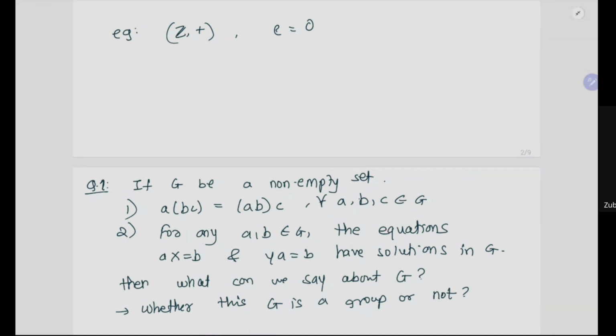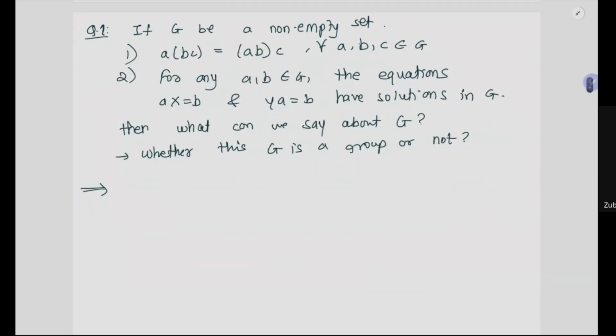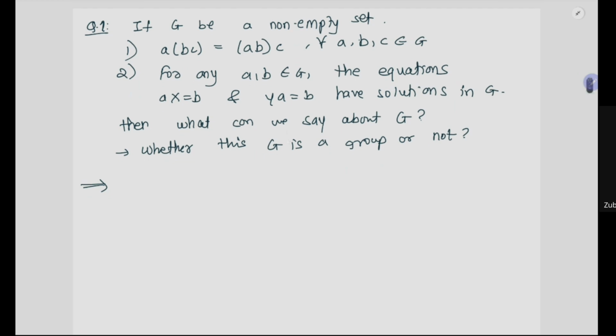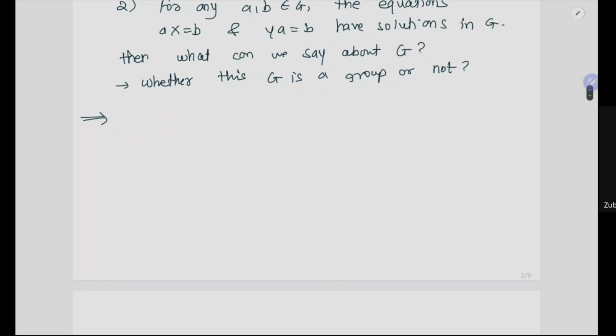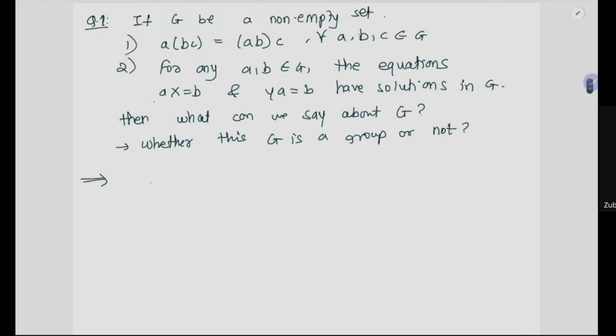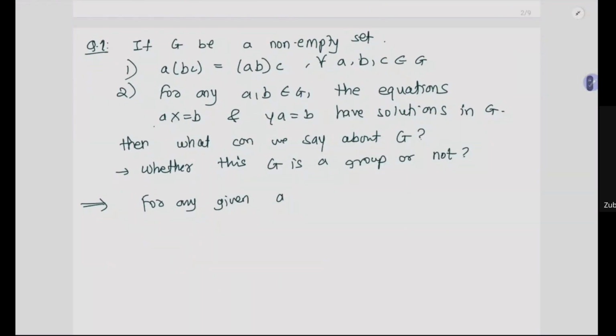So when I'm writing this, ax is equal to b, what does this mean? That x is a variable here, right? Yes, ma'am, x is a variable. So what it is saying is that for any given a and b, there exists its inverse. Yeah, I mean, we can say that.